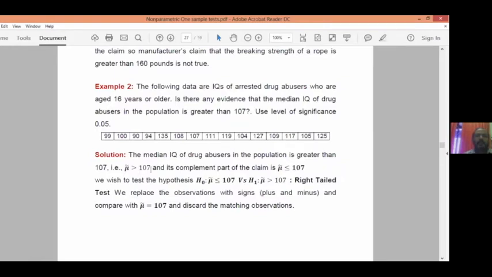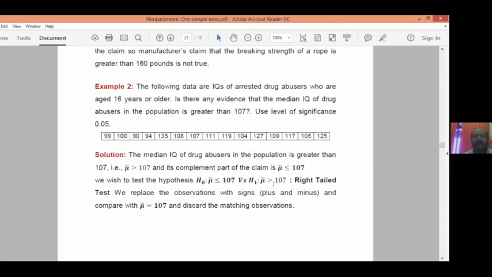This is the assumption we have to verify in favor of the population. So this is my assumption. Then we have to see what the complement is. The complement part will obviously be less than or equal to 107. So this will be our null hypothesis. So the null hypothesis is stated here.